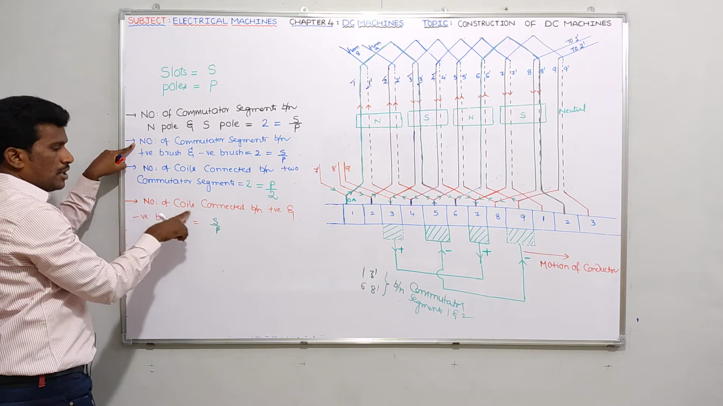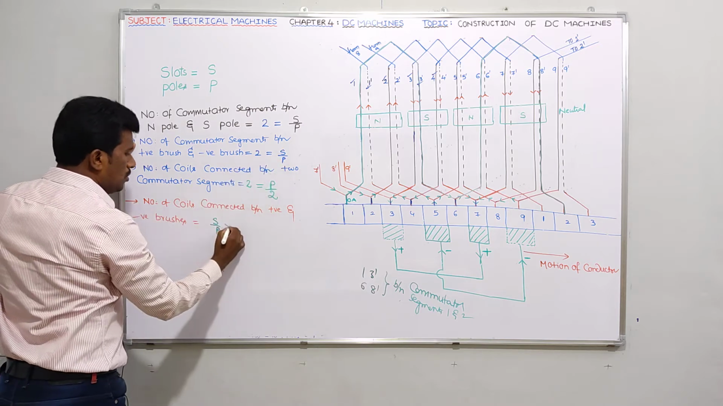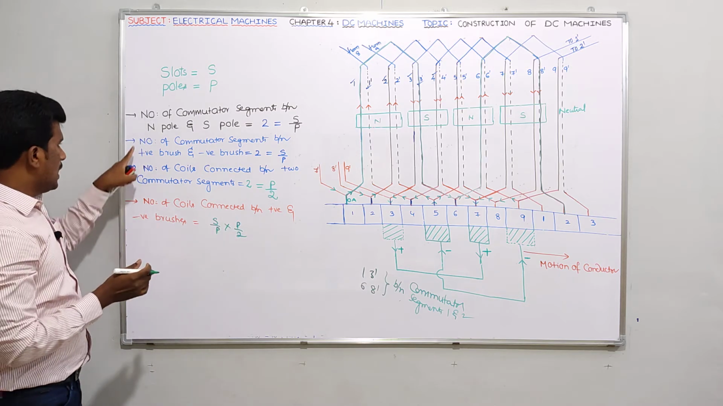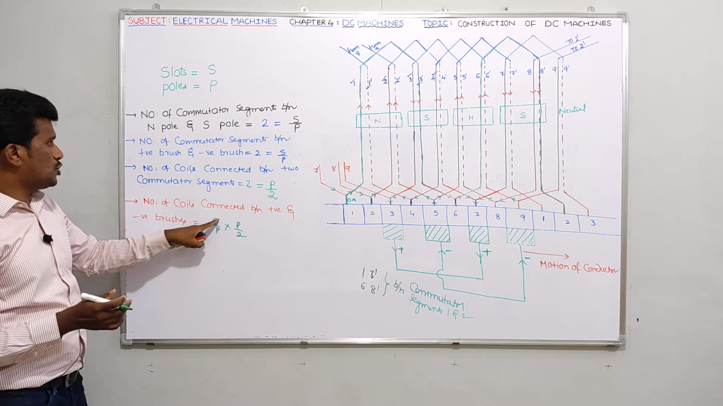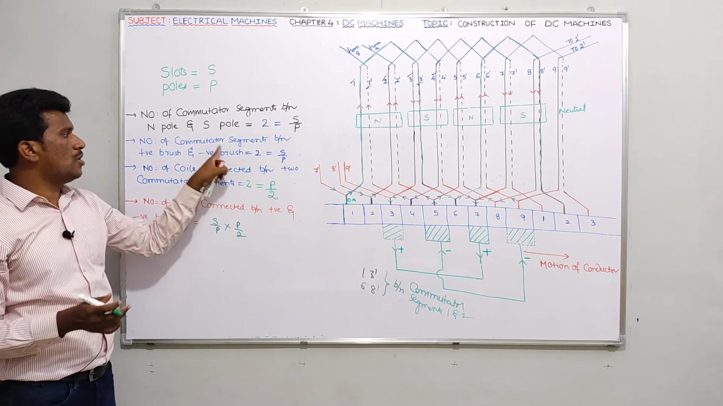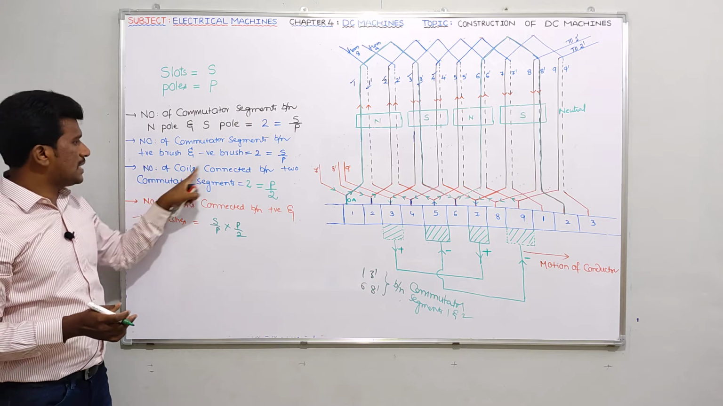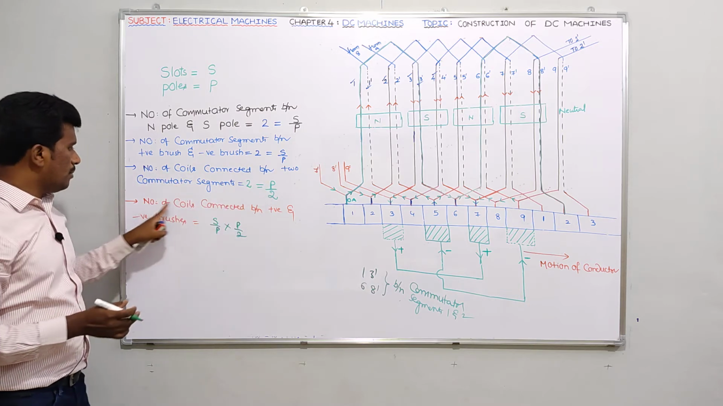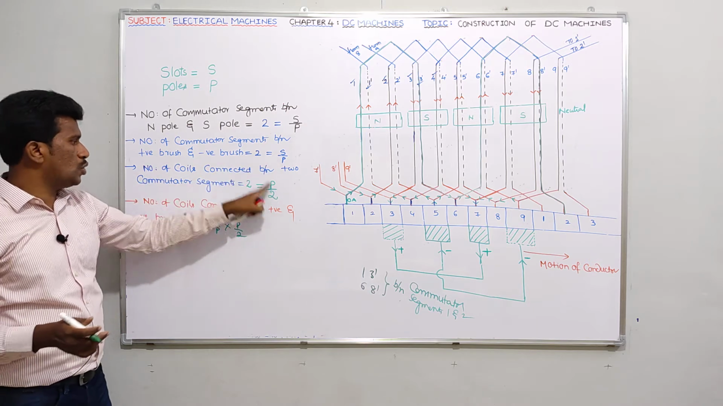So if you want the total number of coils connected between positive and negative brushes, S by P into P by 2, no? There is nothing to confuse. I am asking the number of coils between the positive and negative brush. Between positive and negative brush we are having S by P complete segments, and the number of coils connected between two complete segments gives P by 2. If you want the total number of coils between positive brush and negative brush, you should write S by P into P by 2.